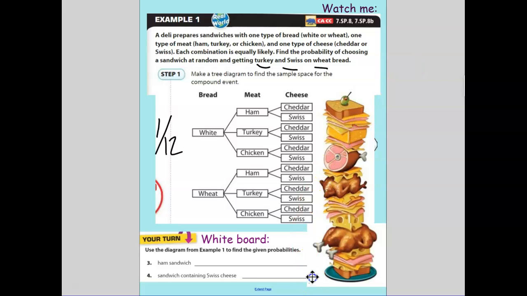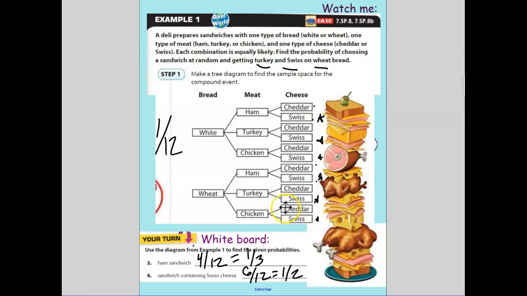So go ahead and hit pause, grab your whiteboard or scratch paper, and I want you to try these 2 problems. Find the probability of getting a ham sandwich, and that could be any sandwich with ham on it. And find the probability of a sandwich containing Swiss. So hit pause, give it a try.